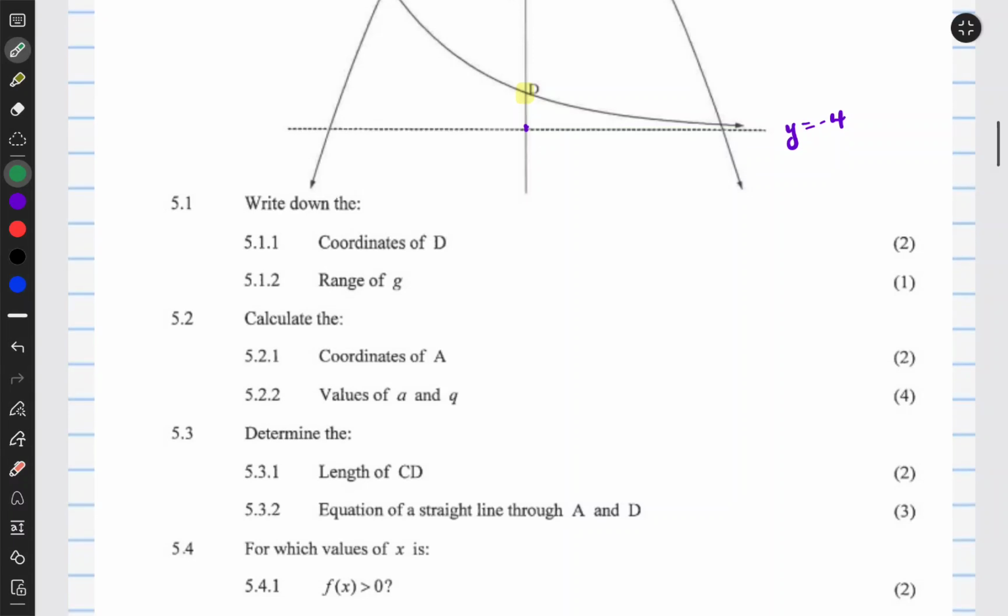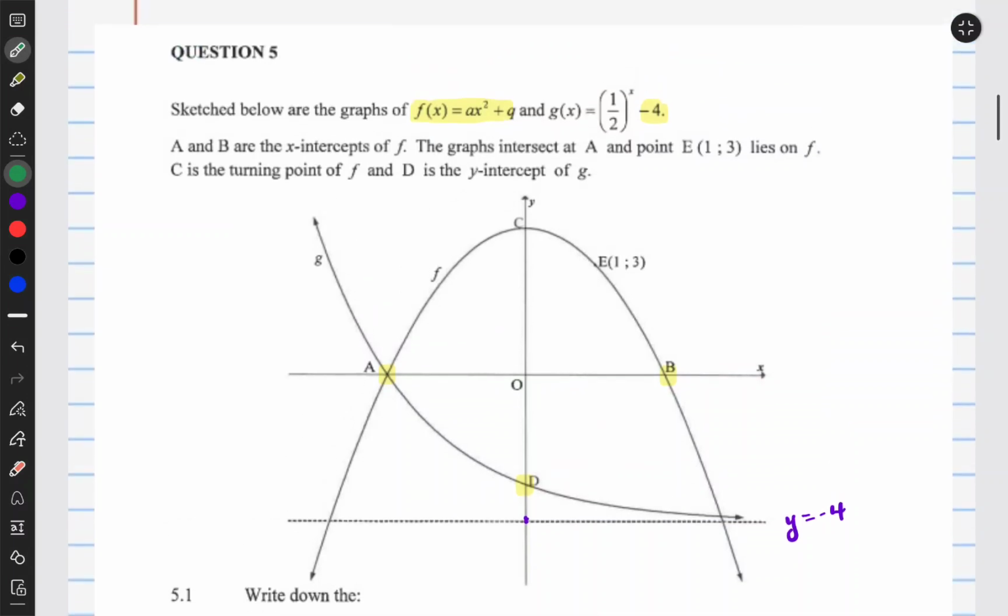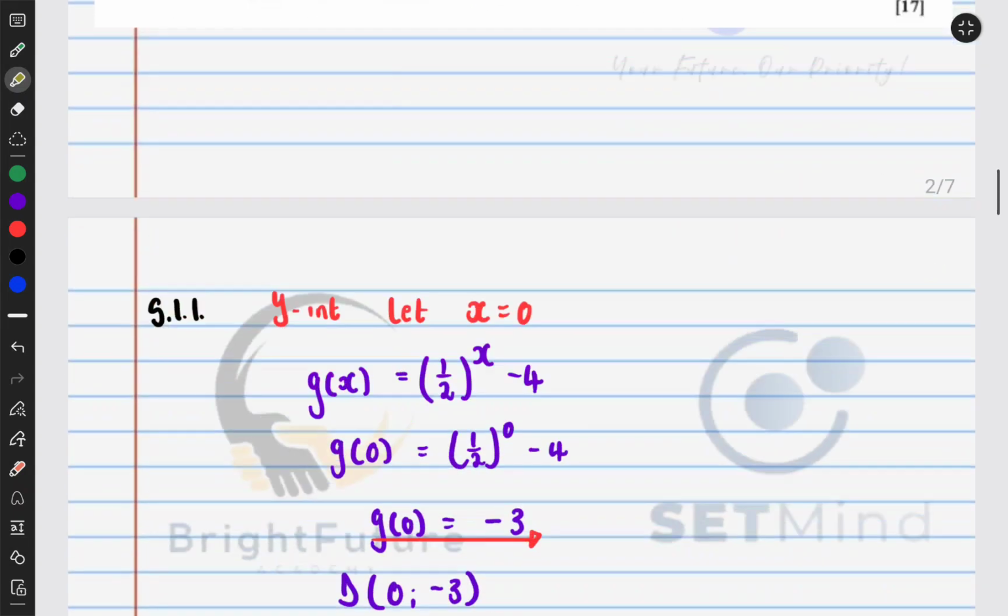Okay, and then next, for 5.2.2, we are asked to calculate the values of a and q for the parabola. Now the values of a and q. q is the turning point and the y-intercept, and then we have a, but we have 2 points. We have point A, which is negative 2 and 0, and we have that coordinate which is 1 and 3. We can just use those coordinates and solve for a and q, since we have two unknowns.